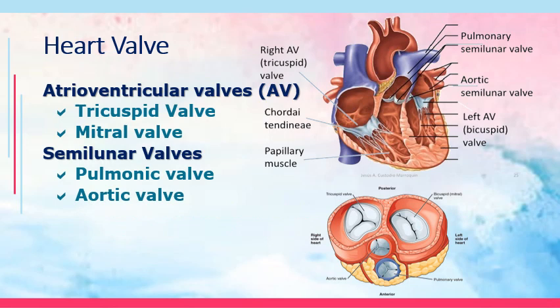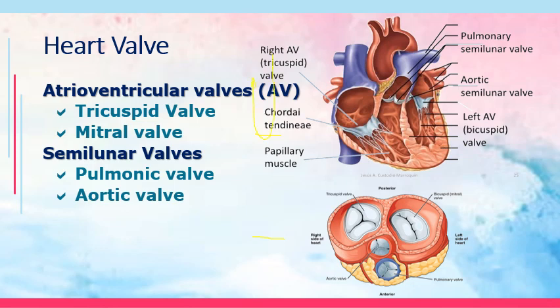Let's talk about your heart valves. For your heart valves, there are two main kinds. You have your atrioventricular valve and then you have your semilunar valve. As the term implies, the atrioventricular valve, or AV valve, is the valve between your atrium and your ventricles. There are two main valves for this type. So you have your tricuspid valve and your mitral valve.